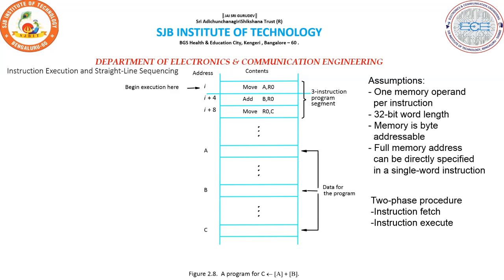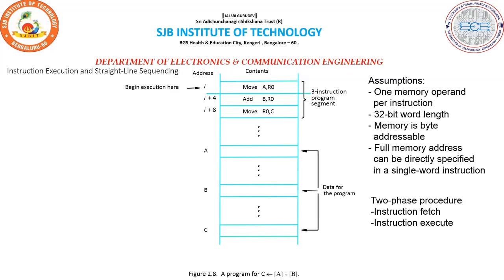So that is where execution begins. The content of move A, R0. Then I plus 4, that is add R0, B, and move; each time it is incremented by 4, a three-instruction program segment. The data for the program is 32-bit word length, memory is byte addressable, and the full memory address can be directly specified in the single word instruction.